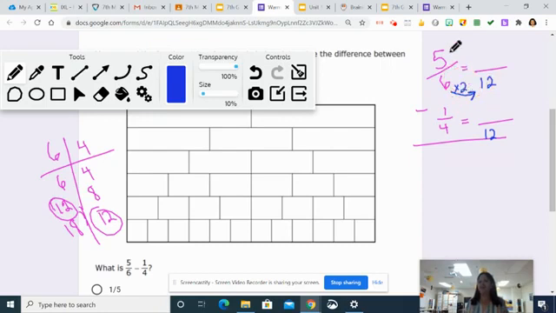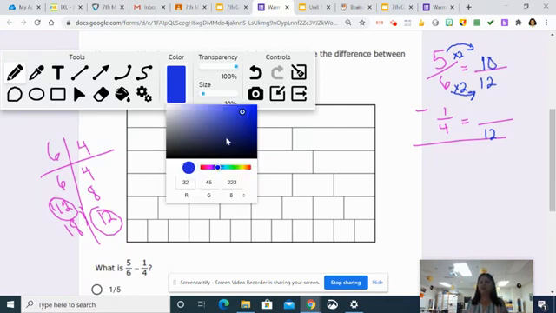Times 2. So what are we going to do to the top? Times 2. Because 2 over 2 is equal to what? 2 over 2 is equal to 1. That's why whatever we do to the top, you have to do to the bottom. 5 times 2 is 10.